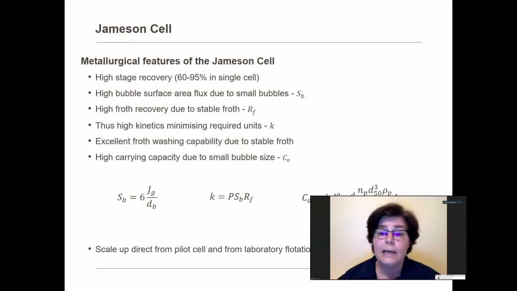In addition, scale up is direct. It can be scaled up from a simple 3-stage laboratory flotation test. You can use that test to develop the grade recovery curve for your system, and then the Jameson cell will be true to that curve. Or if you want to use pilot testing, then the scale up is direct because the hydrodynamics in the pilot and the full scale cells are the same.